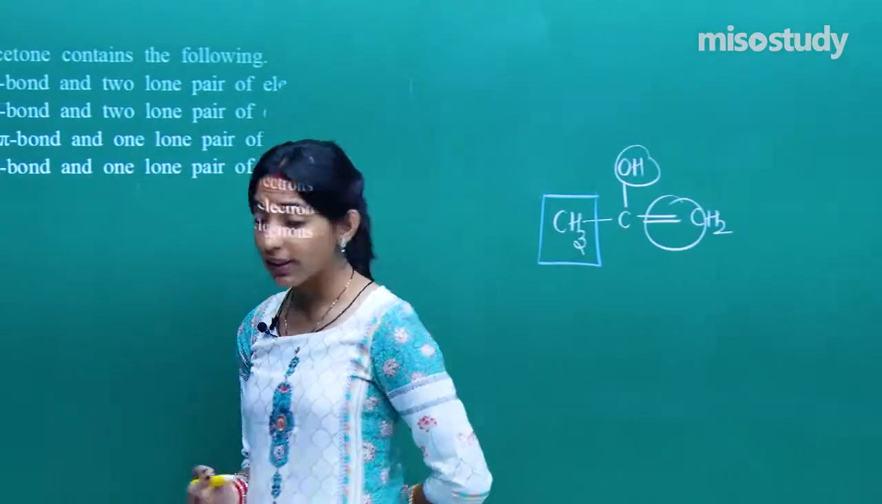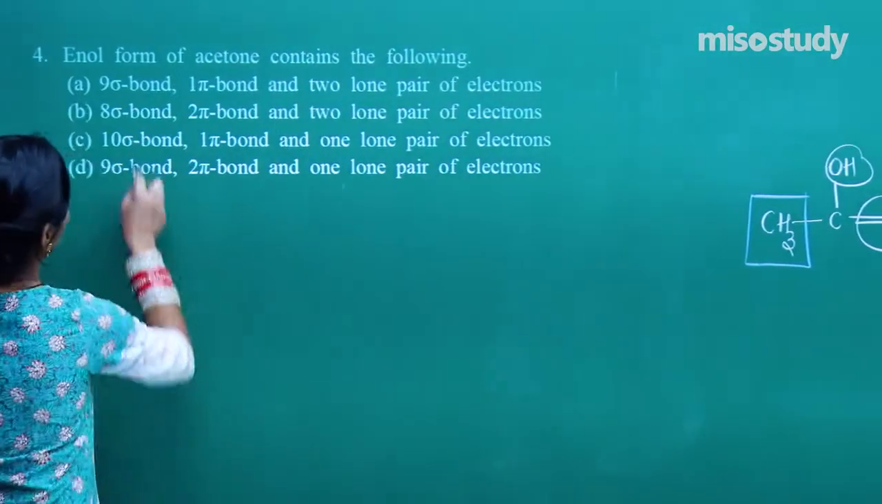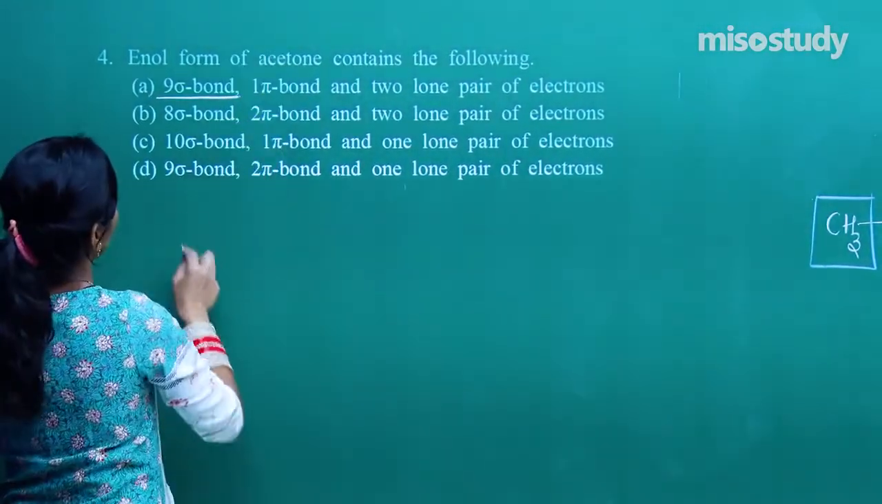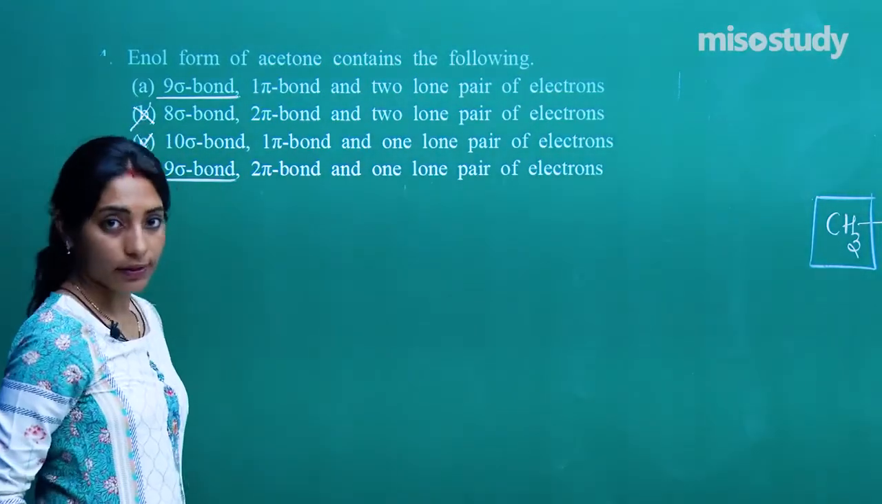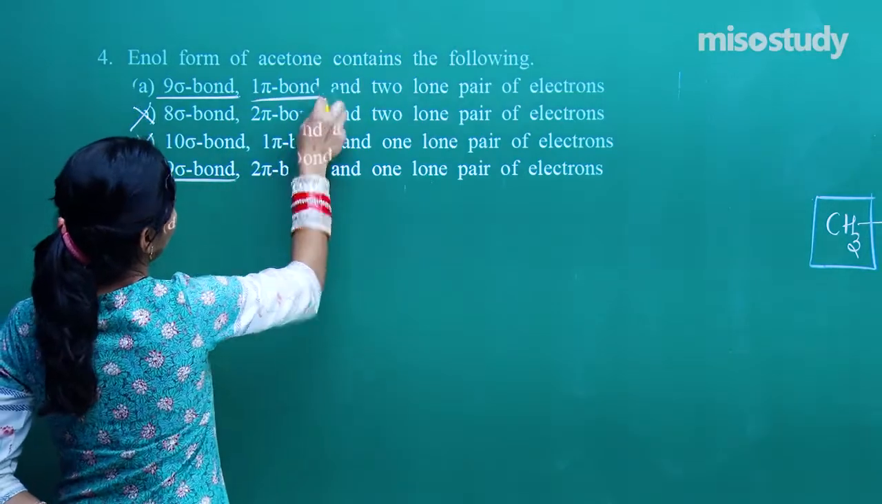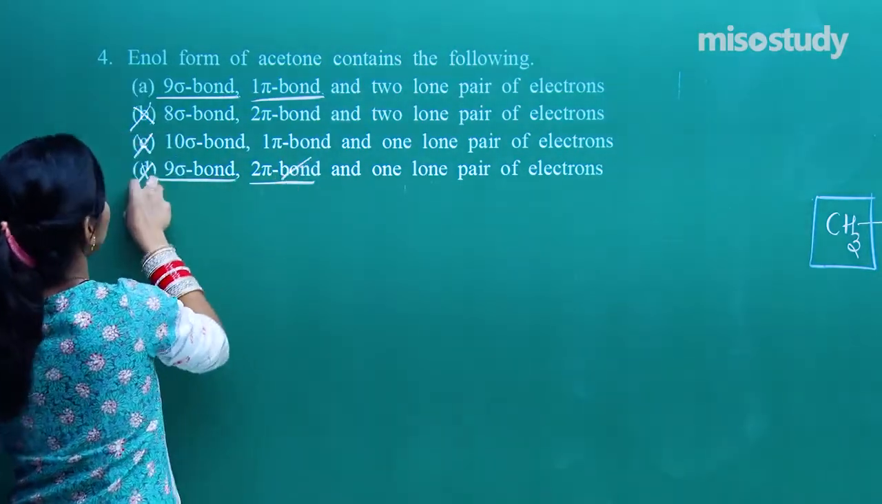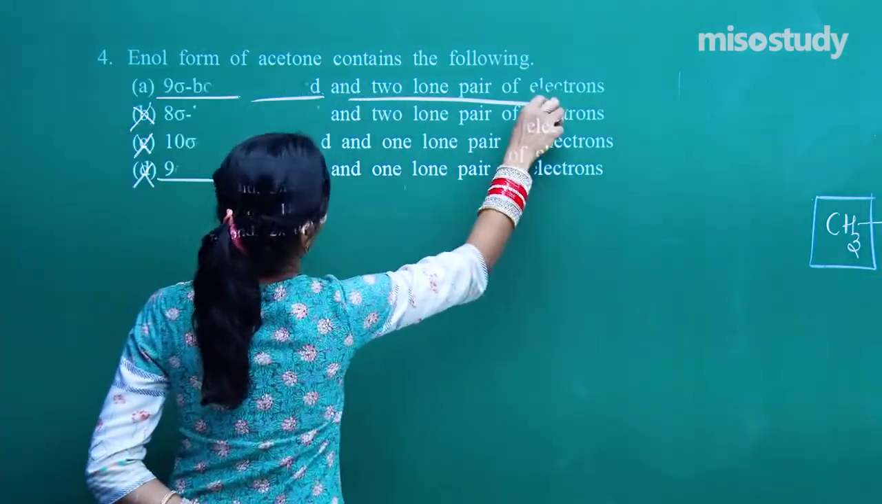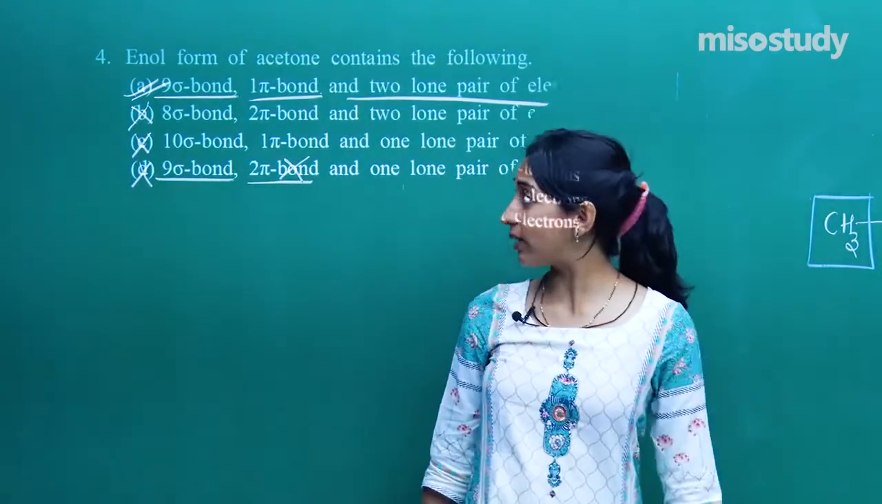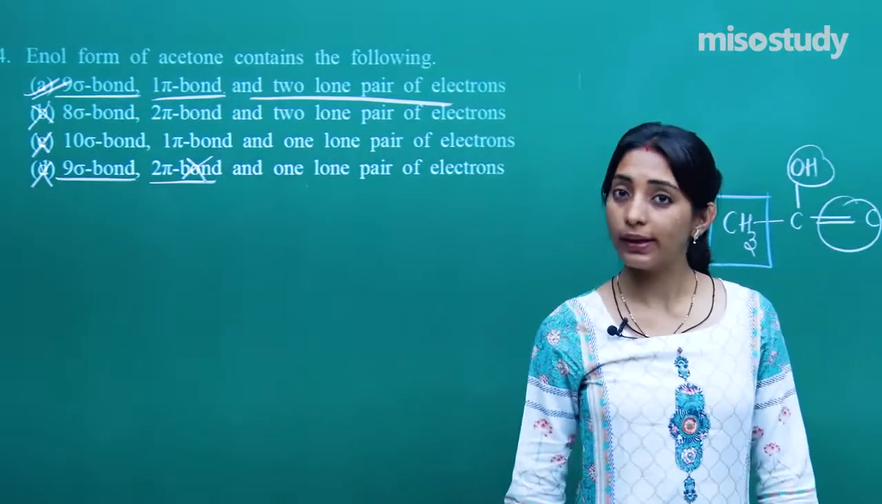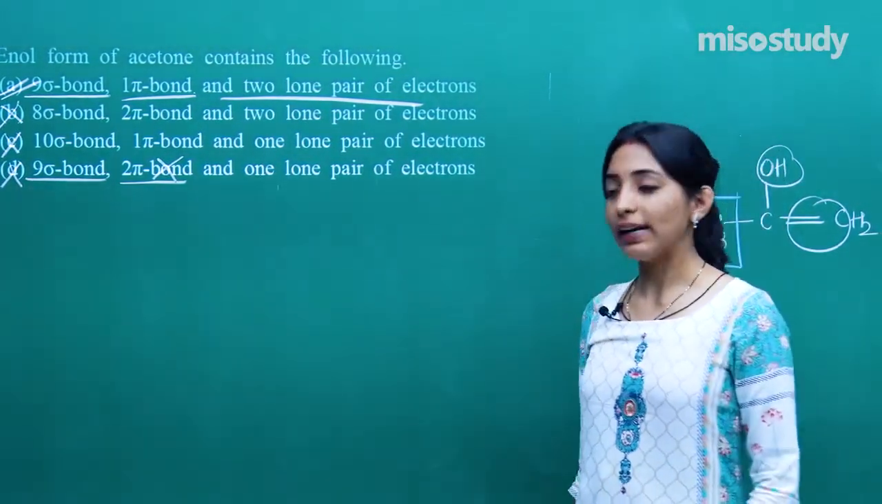So when I am considering the option, I have a total of 10 bonds, out of which 9 are sigma. So B and C cannot be the answer, right? 1 is pi, 2 are pi. So even D is not the answer, and 2 lone pair of electrons. So the correct answer for this particular question is option number A. Clear? Good and easy question.